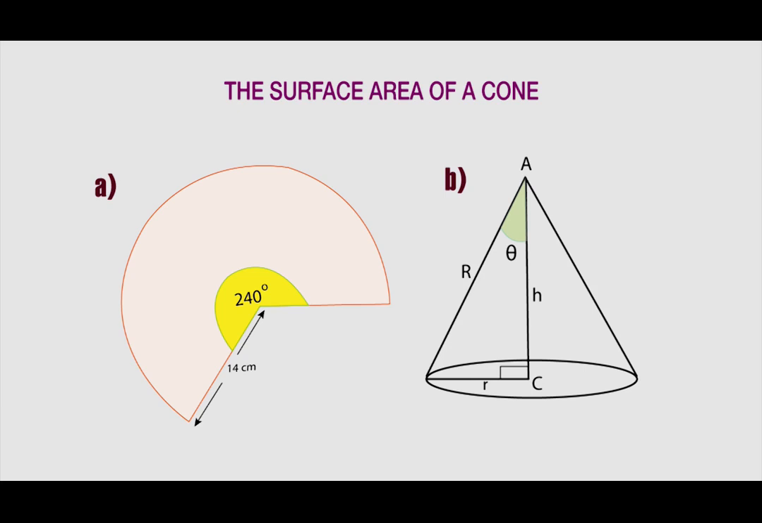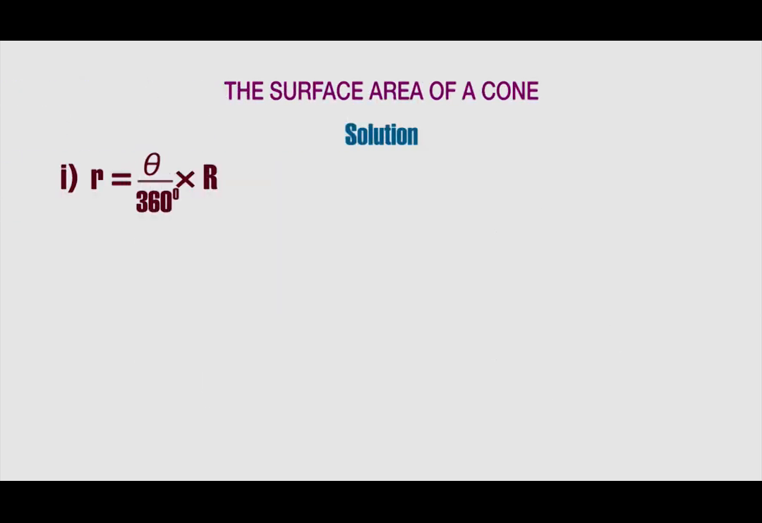The first step is to draw the sector and the cone. So we see our sector and the cone. They are not drawn to scale. Diagram A represents the sector folded into a cone with base radius r in diagram B. The relationship between the base radius r and the radius of the sector, big R this time, is given by small r equals theta divided by 360 degrees multiplied by big R.